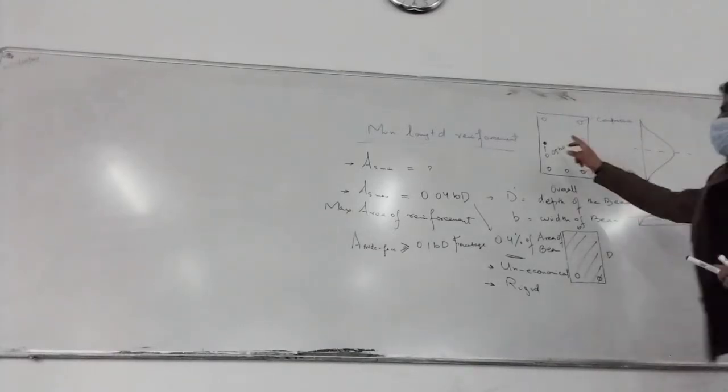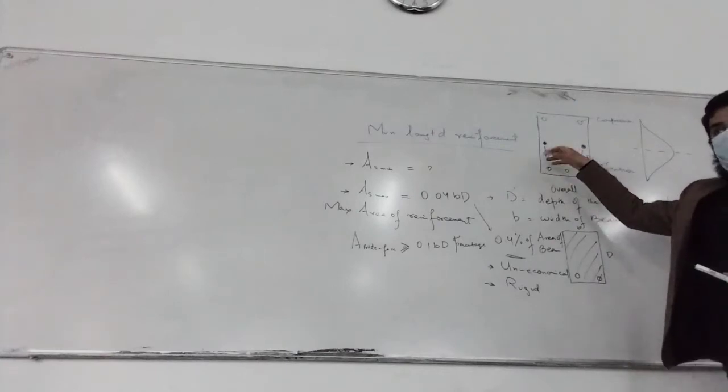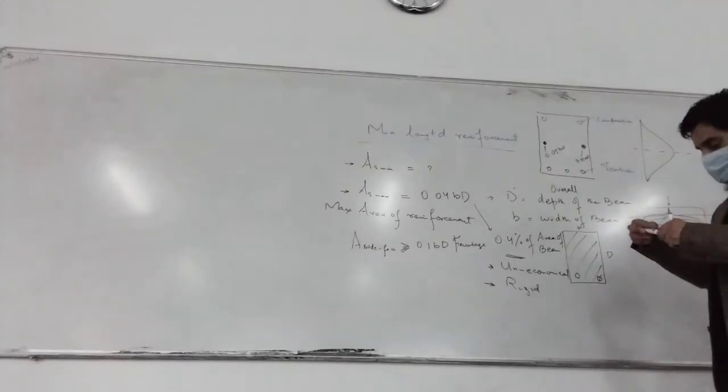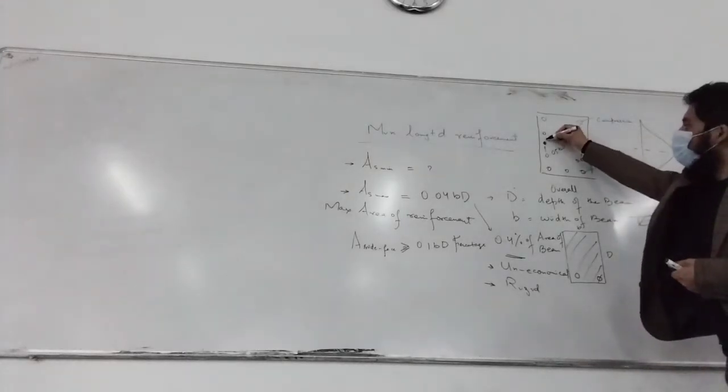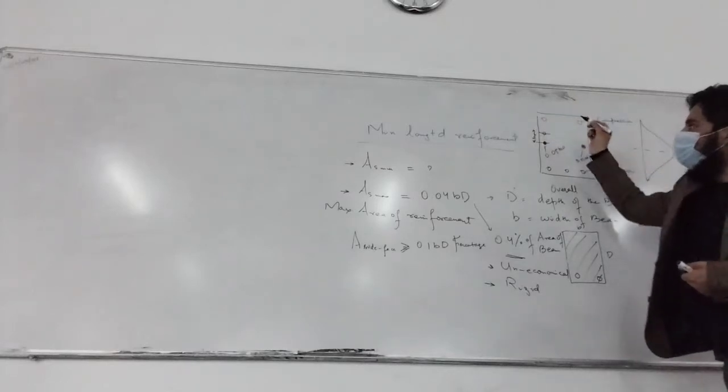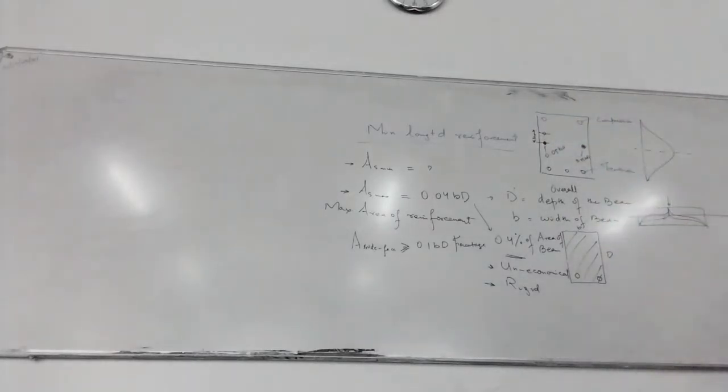Now at spacing, we provide a spacing between the two bars and that should not exceed 300 mm. The spacing is between the two bars of the side face reinforcement. If we are providing more than one bar as side face reinforcement, the spacing between the centers of the two should be less than or equal to 300 mm.